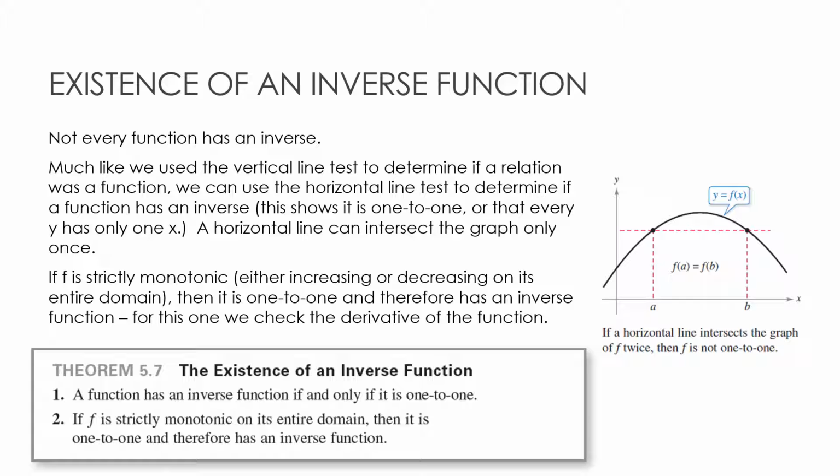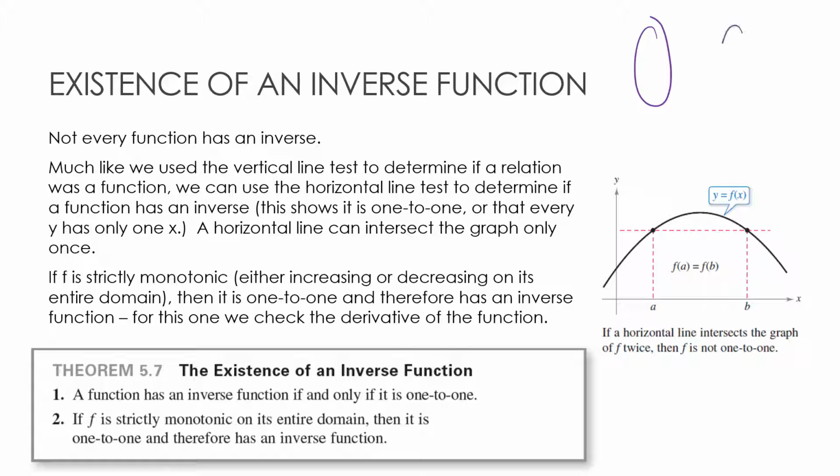We can also use the horizontal line test to determine if a function in fact has an inverse, because essentially what we want is for it to be one-to-one. And of course we have talked about one-to-one before. One-to-one is that every y has only one x.